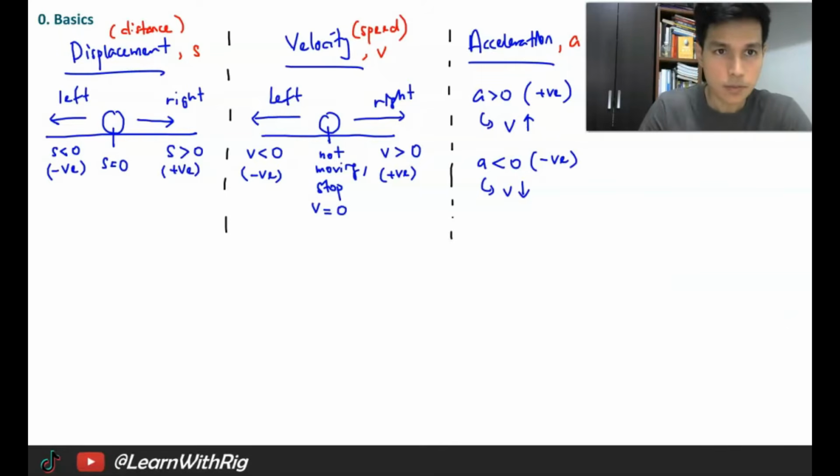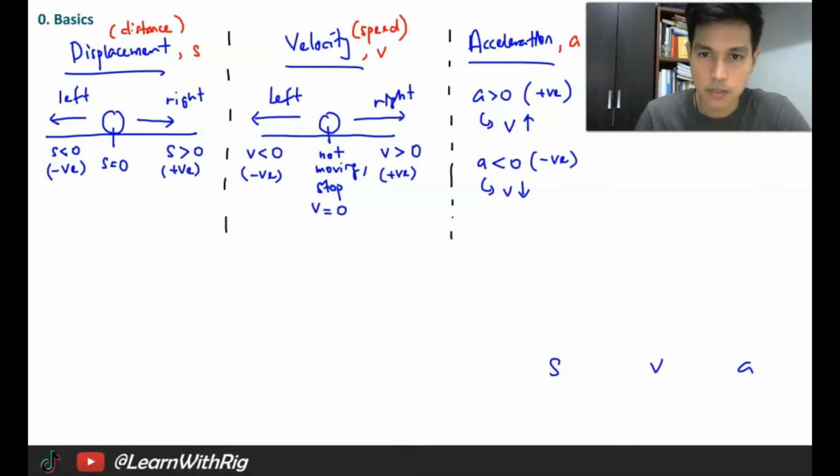Now, how do you relate from one to another? For example, how do you change displacement to velocity and then change to acceleration? How? Is it like this? I'm going to write here S, V, A. Displacement, velocity, and acceleration.